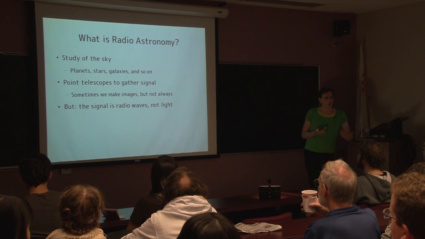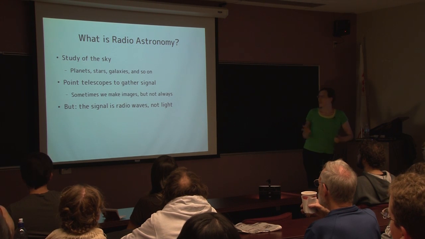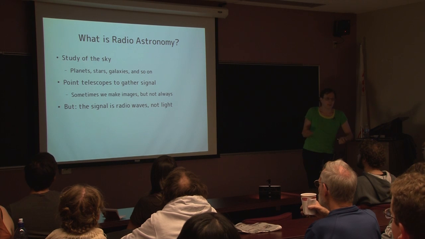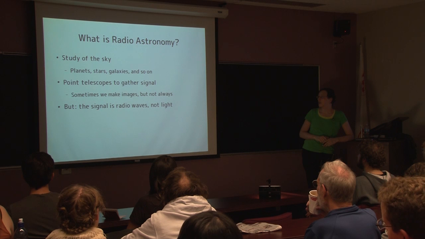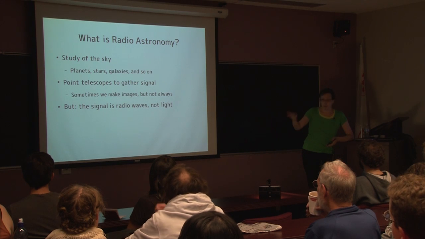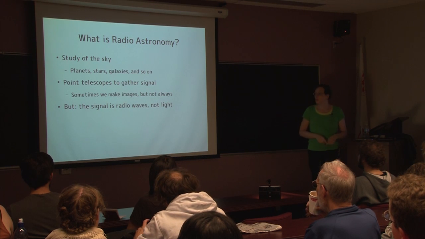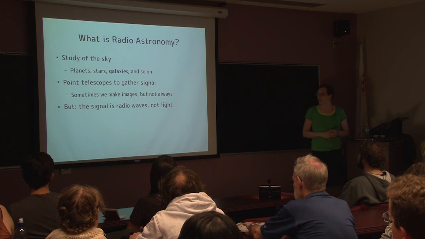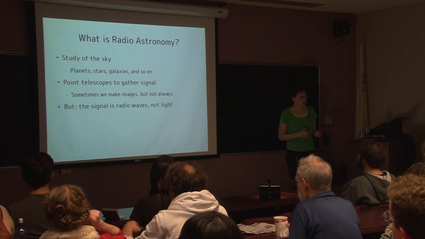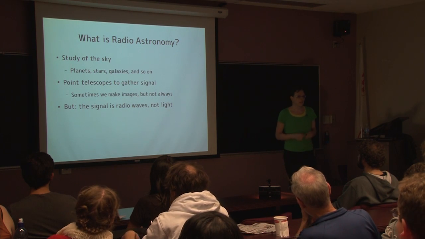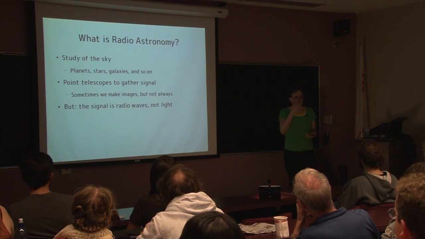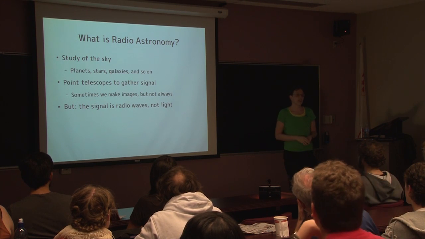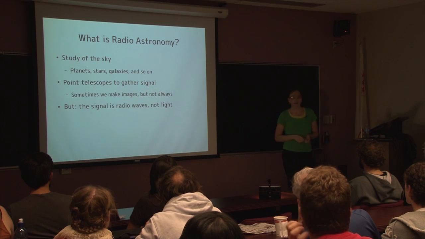Like all of astronomy, radio astronomy is the study of the sky. We look at planets, stars, galaxies, and other things that are out there. Like what you think of with telescopes, we point telescopes to gather the signals from the sky. And like with optical telescopes, we sometimes make pictures, but not always. If you're looking at a variable star, it just looks like a dot in the sky, but it gets brighter and fainter, and that can be important.